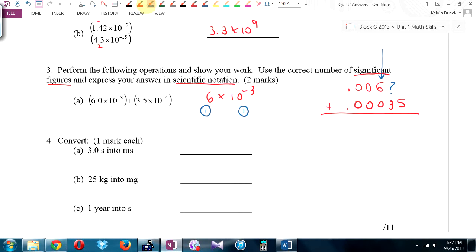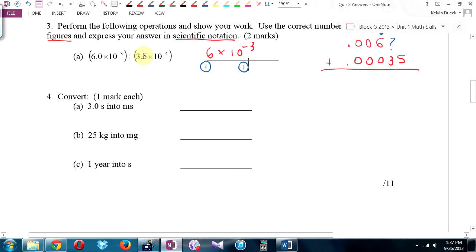Conversions. Hey, I can do that. 3 seconds. I want seconds to cancel. I want milliseconds on top. Milli is the same as 10 to the negative 3. Is the answer 3,000? Oh, not seconds, Mr. Dueck. 3 seconds is 3,000 milliseconds? Yeah?